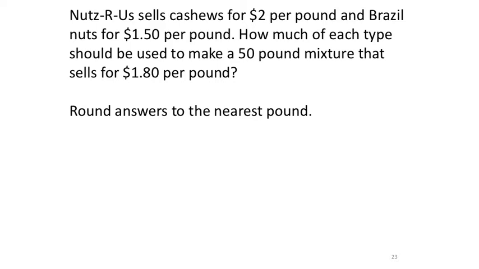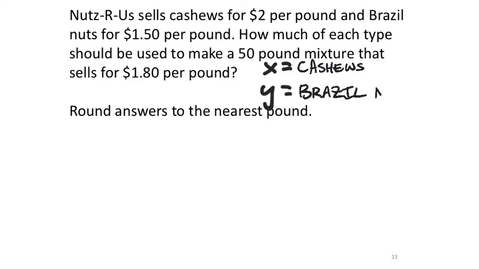And we know the two things we're looking for, so I'm going to use x and y, though you could use different variables if you'd like. But it says how much of each type should be used. Well, that means we're looking at Brazil nuts and cashews, right? So I'll just say that X will be my cashews, and then Y can be Brazil nuts. Again, some students prefer to use C's and B's for this one. Doesn't matter.